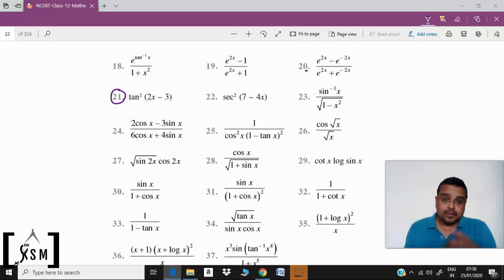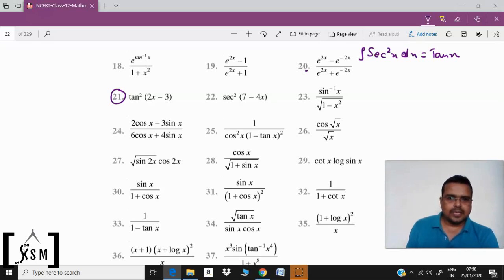Now, we know only the integration related to sec square, right? Integration of sec square is tan x. So tan square we can convert to sec square using trigonometry. So tan square can be written as sec square of 2x minus 3, plus minus 1, right? We had to integrate tan square, so let's integrate sec square.